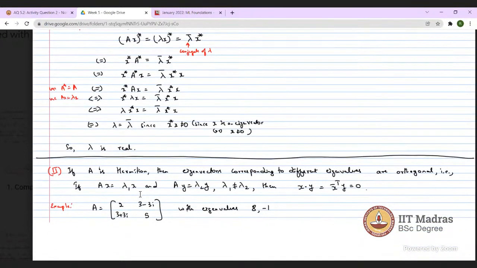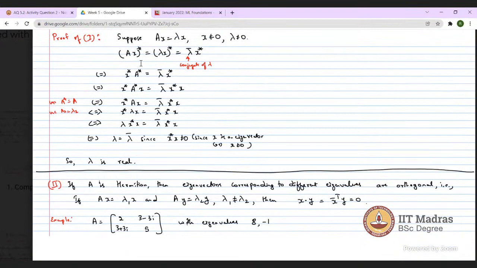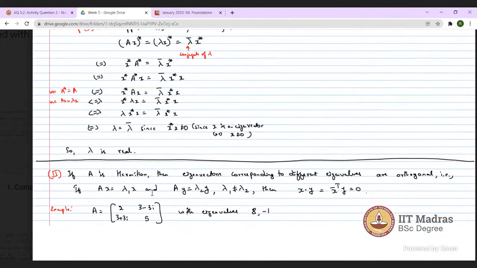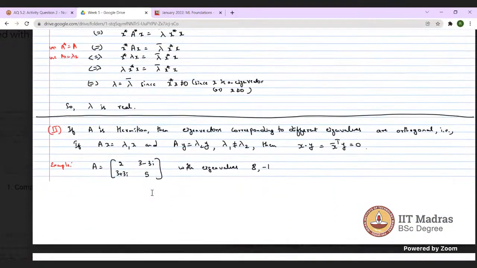Okay. So here, at the end, I just want to reiterate what we talked about. Since lambda equals lambda bar, we concluded that the eigenvalues are real numbers, because lambda equals lambda bar can occur only if the number is a real number.